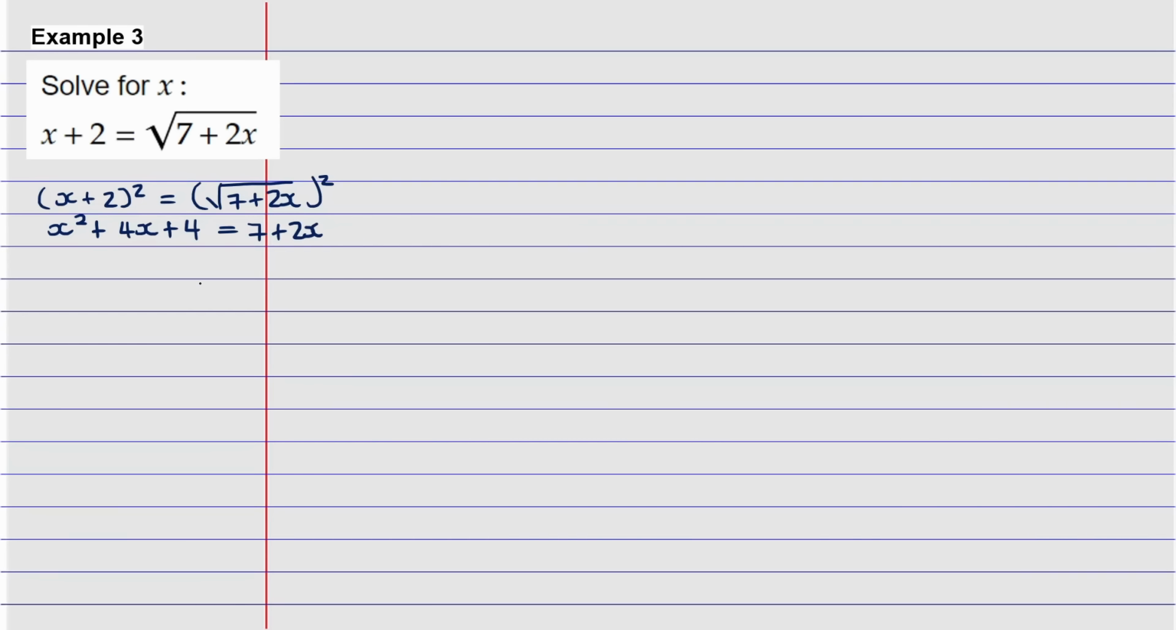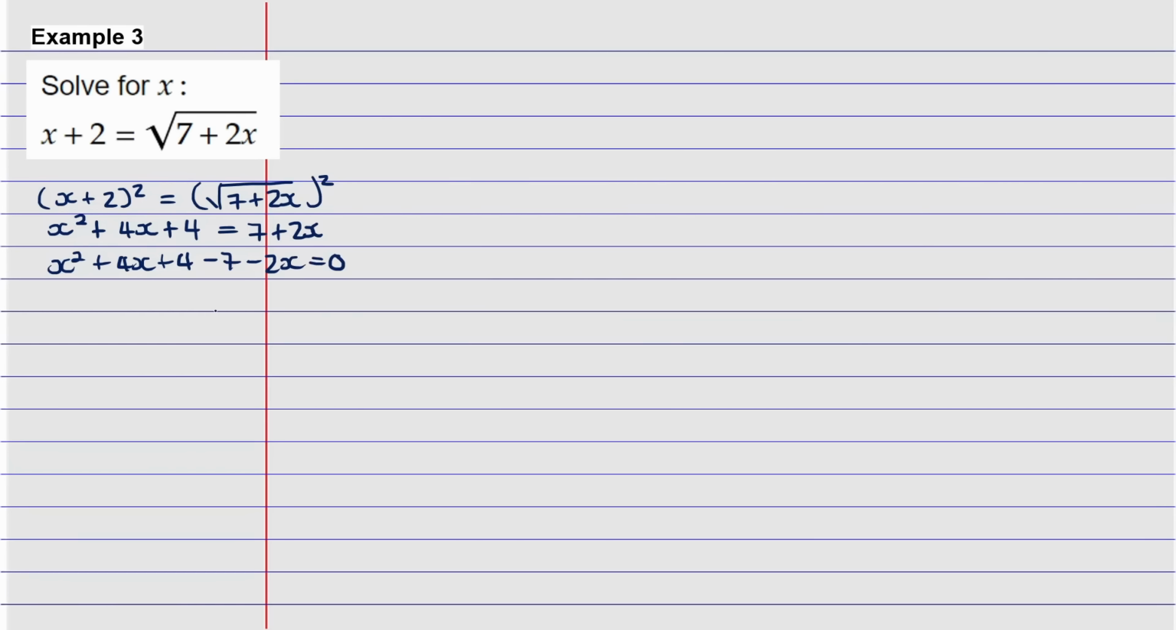Do you see the fact that now we have a quadratic, right? So we're going to take everything to one side. I'm going to take everything to this side because I have x to the power 2 as being positive here, right? So I'm going to have x squared plus 4x plus 4, then minus 7, then minus 2x is equal to 0, right?